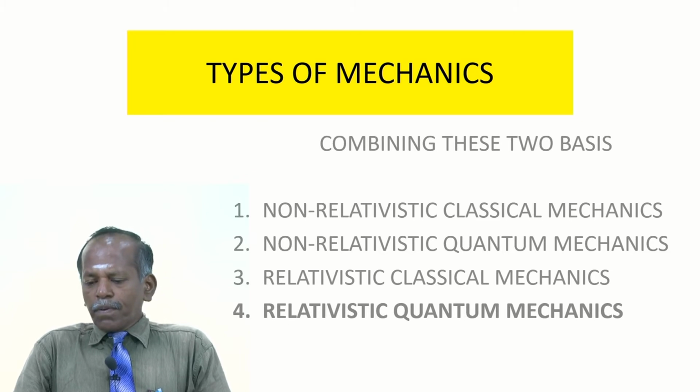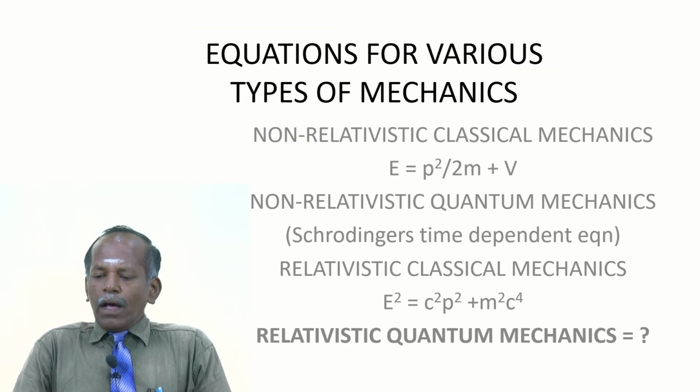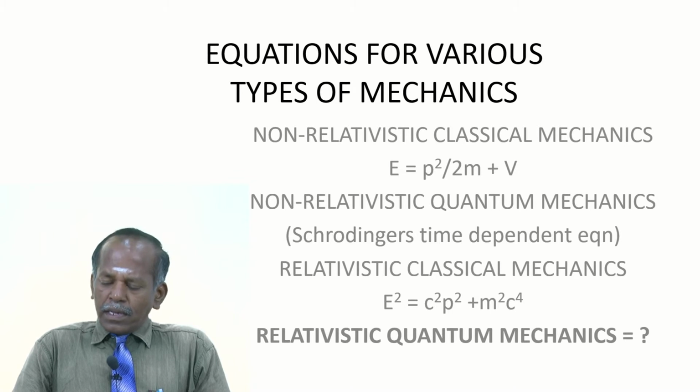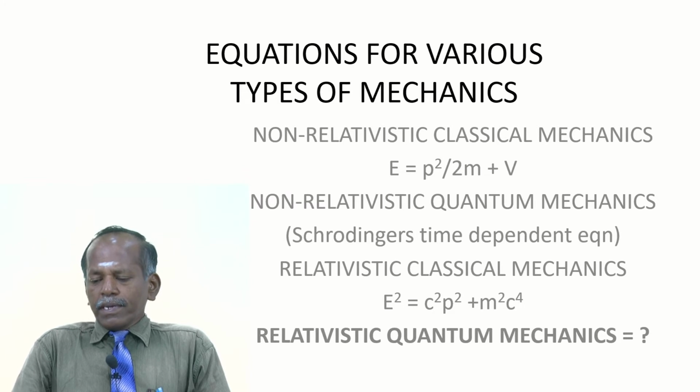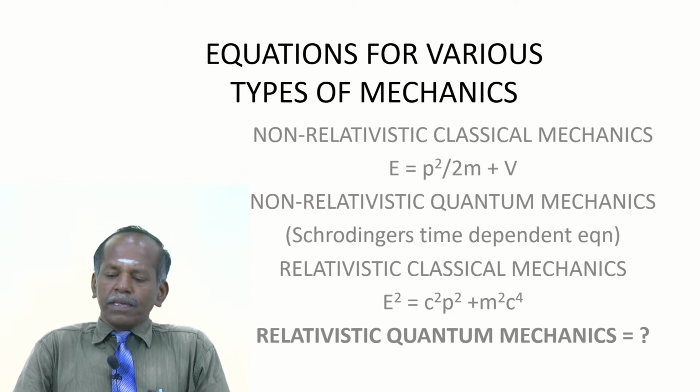For all these four types of mechanics, we need to represent each mechanics by equations. We need mathematical forms. Then only they can be developed and they can be analyzed. So let us see the relevant equations for all these things. The first thing, non-relativistic classical mechanics, that is for slow moving bigger size particles. The energy equation is E equal to p square by 2m plus V.